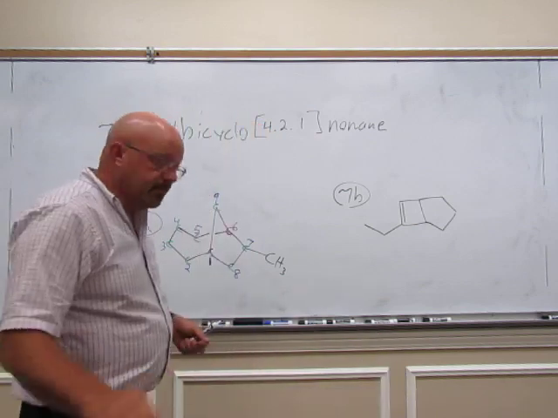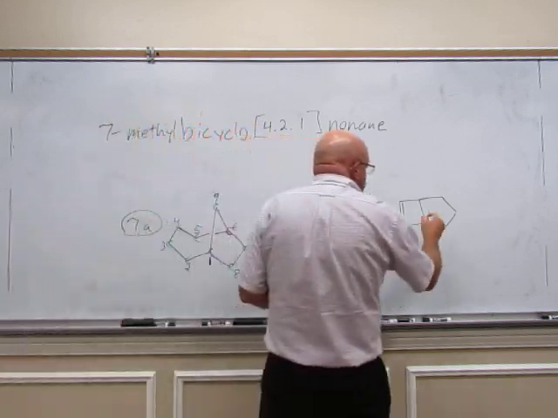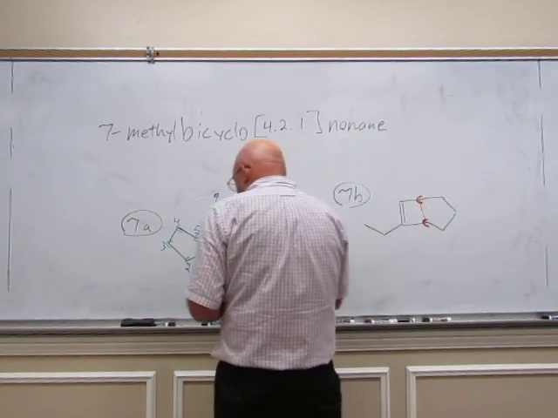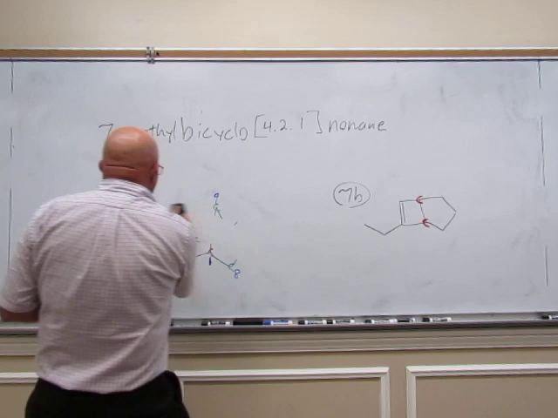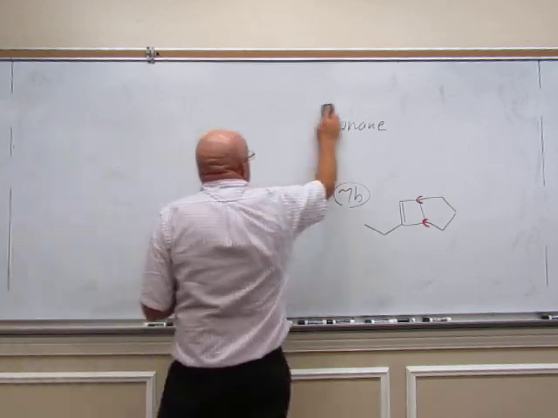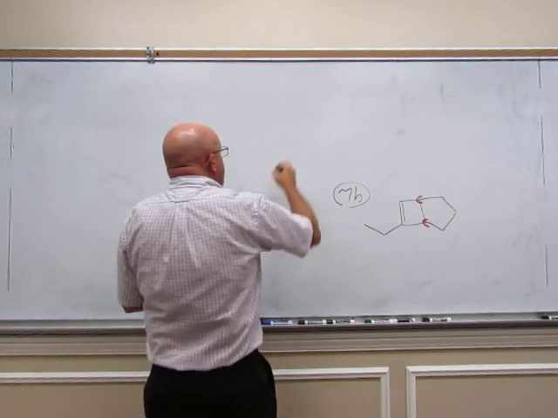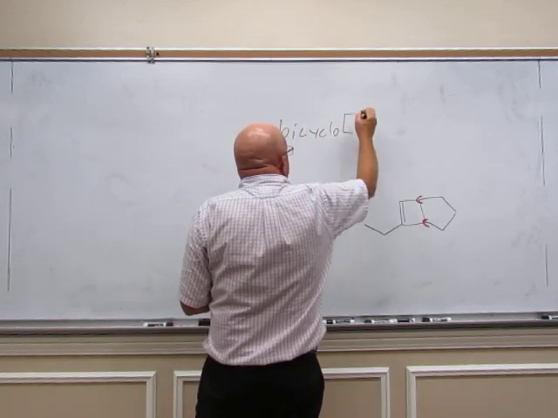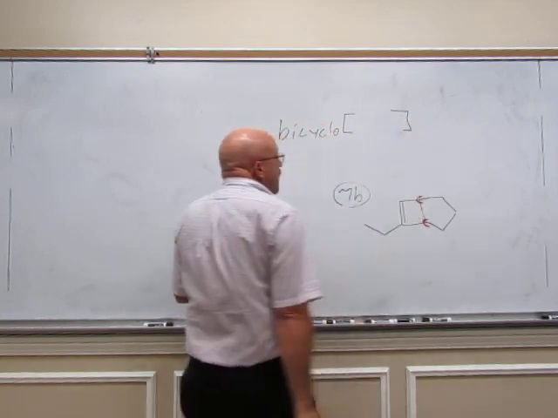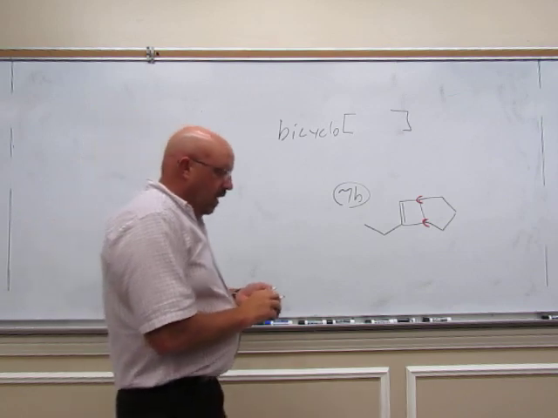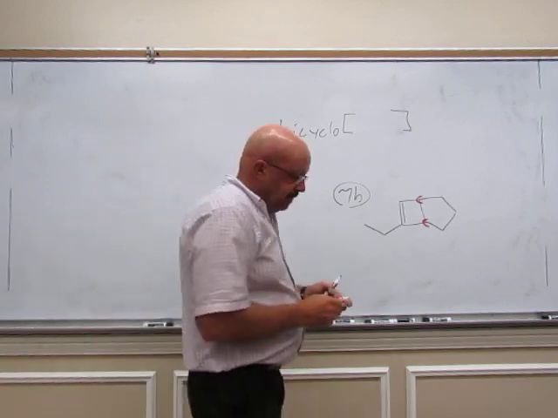Looking at our next one. Again, I'm going to highlight the 2 bridgeheads. This is also a bicyclo compound. There are the 2 bridgehead carbons. So this again is going to be a bicyclo. We got brackets, and in the brackets is the number of carbons in each bridge. So let's take a look at that.